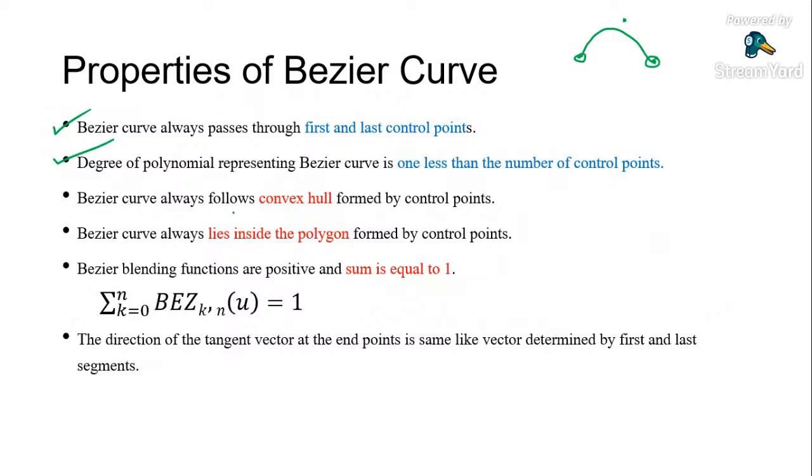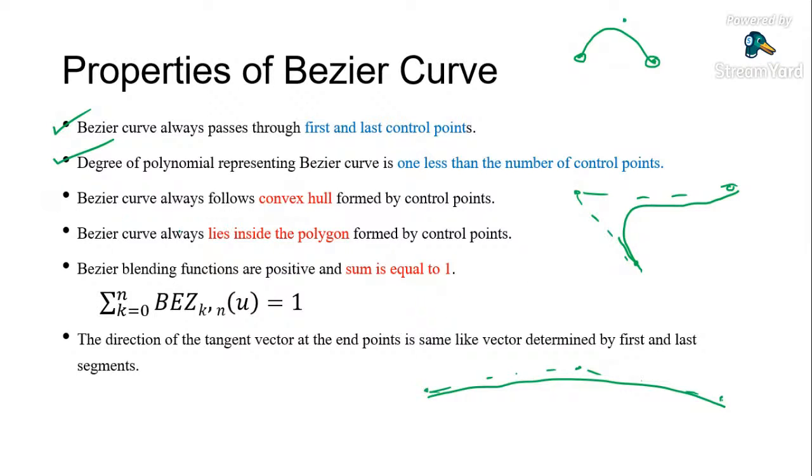Next is Bezier curve always follows the convex hull formed by the control points. Now what is it? Suppose those are the control points, and this is the convex hull, then the Bezier curve always follows the convex hull. So this is nothing but a convex hull. If suppose you are having control points like this, then this will be the convex hull. So Bezier curve will be followed like this. So Bezier curve always follows the convex hull formed by the control points.